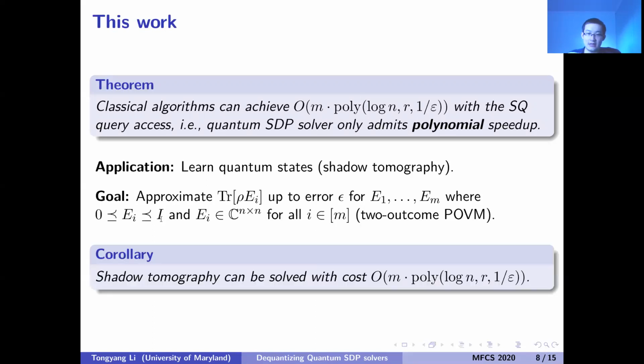So we basically show the same phenomenon for shadow tomography, that the problem can also be solved with the same cost, which is only polylogarithmic dimension dependence, but a polynomial dependence on the rank r.